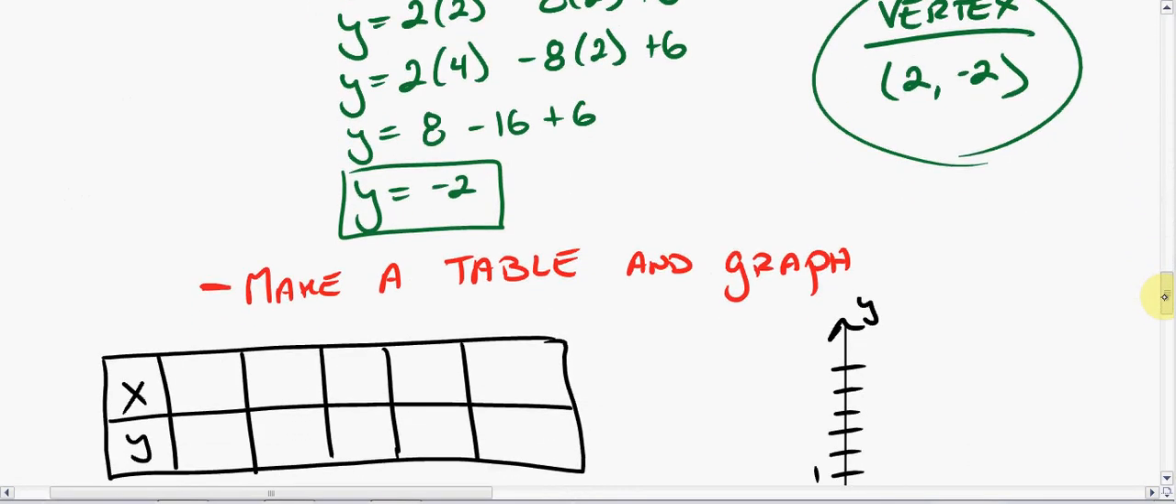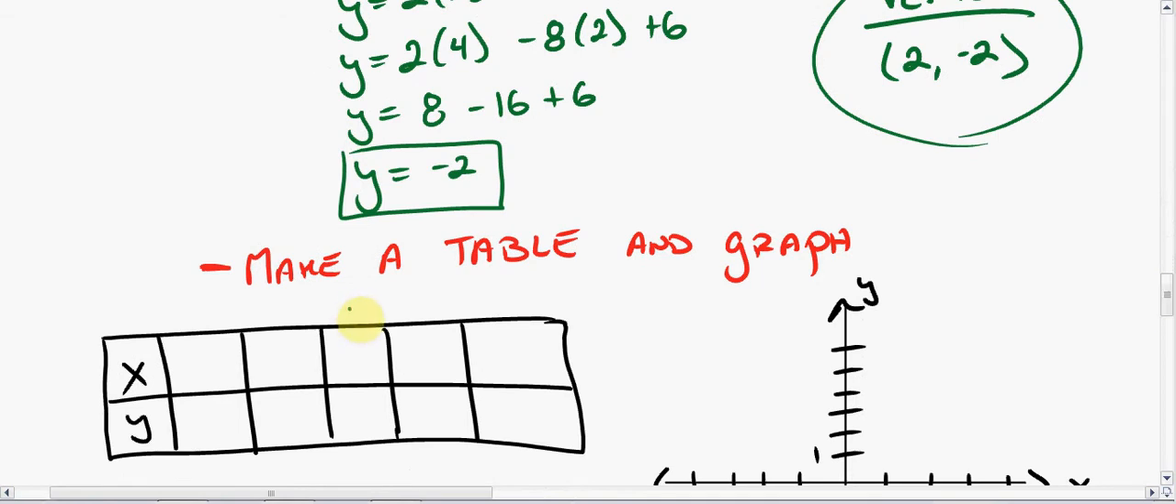So I'm going to want to make a table, and as always, the vertex goes right in the center. So instead of 0 going here, the x value of my vertex is now 2. The y value of my vertex is negative 2. So I'm no longer going to use negative 2, negative 1, 0, 1, and 2. You're going to base the numbers you choose off of your vertex, specifically off the x value of your vertex.